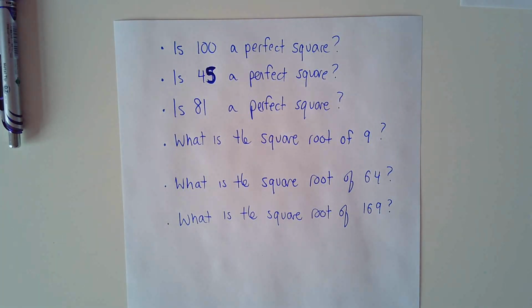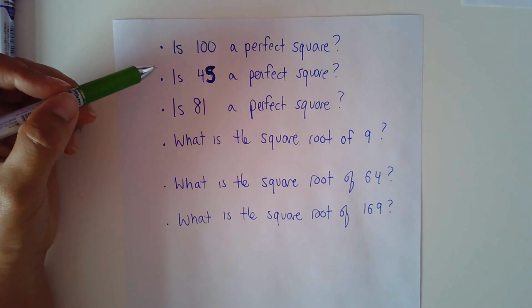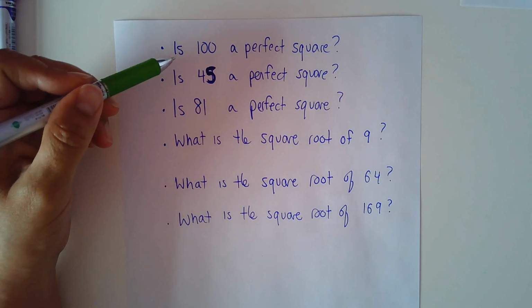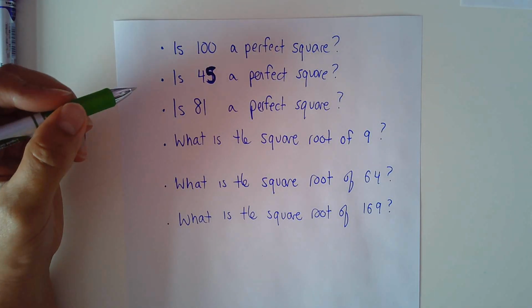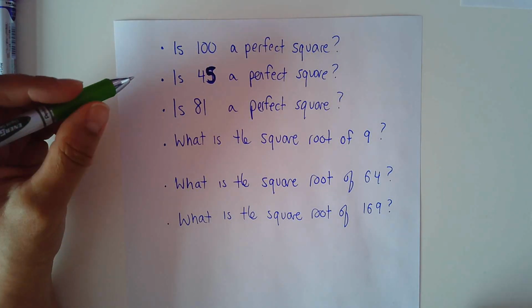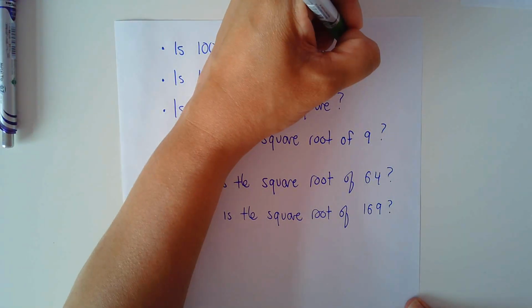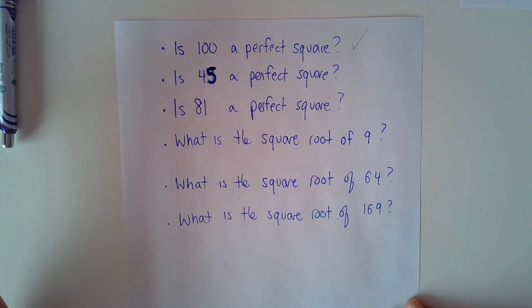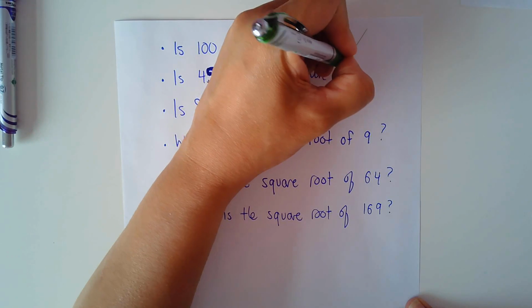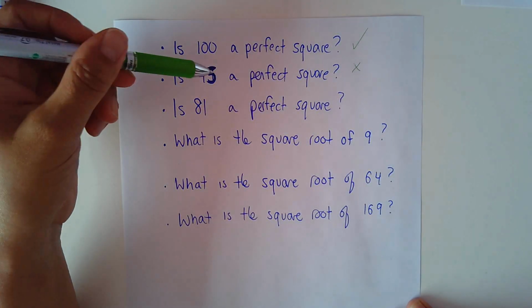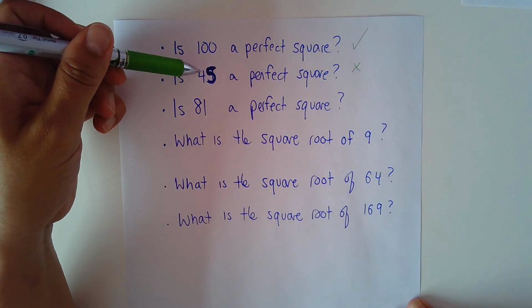Okay, so having that chart next to you, I've just put up a few questions. You should be able to go through them and give me the answer because you should have this memorized. So is 100 a perfect square? Yes, it is. Is 45 a perfect square? No.